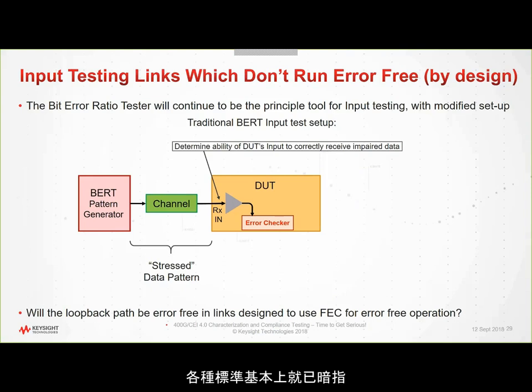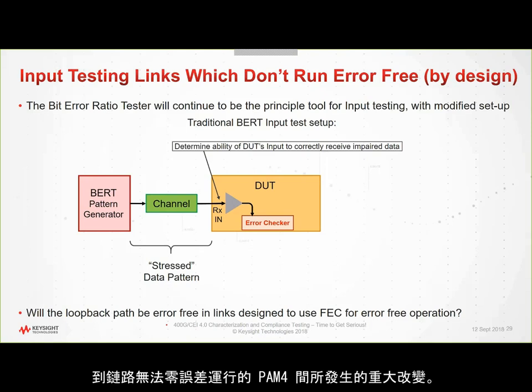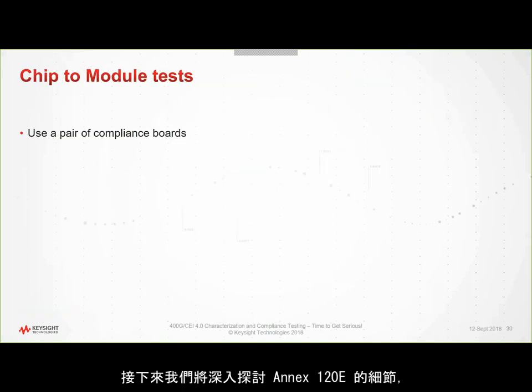Now, the standards are pretty much implying, or in some cases actually mandating, that host chips have error detectors in them. They don't put that requirement in for modules because modules are limited with power and size, but we're finding that most of the modules have that internal error checker. So if you have that error checker available, you should definitely be using it to avoid this confounding problem of adding errors in front of the error detector of the BERT. So that's the big change that's happened from testing in the previous NRZ to PAM4 with links that don't run error-free.